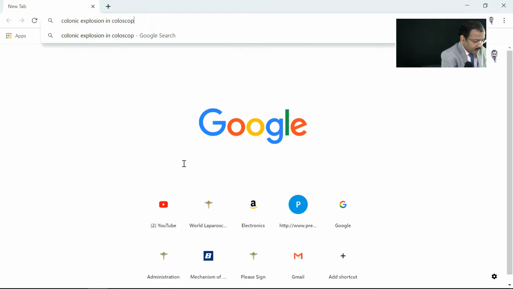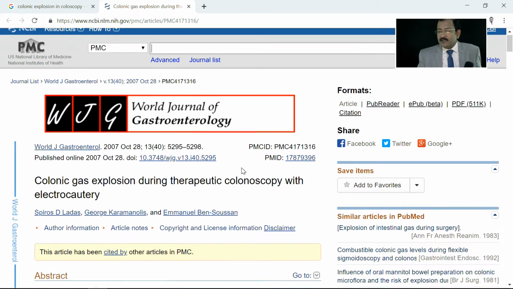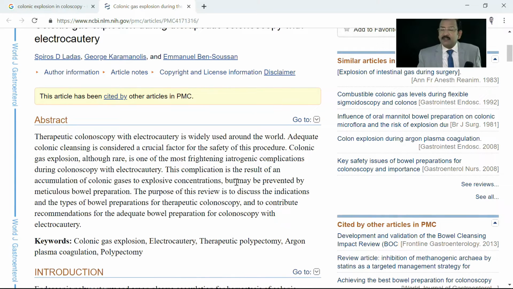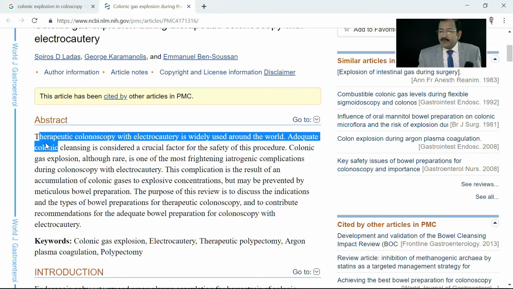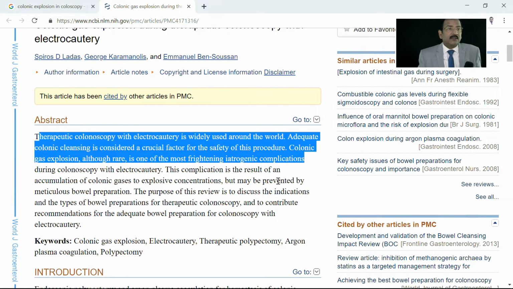If you search for it, you will see hundreds of cases have already been reported. Colonic gas explosion is one of the disasters of colonoscopy. There are case reports in which patient death is also reported, and in one case report, the surgeon himself broke his nose. Therapeutic colonoscopy with electrocautery is widely used. Adequate colonic cleansing is considered a crucial factor of safety, and colonic gas explosion, although rare, is one of the most frightening iatrogenic complications. So why does it happen?